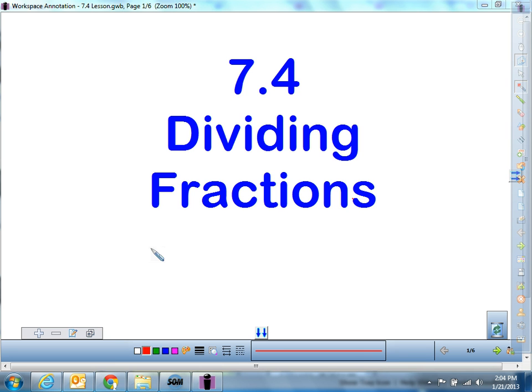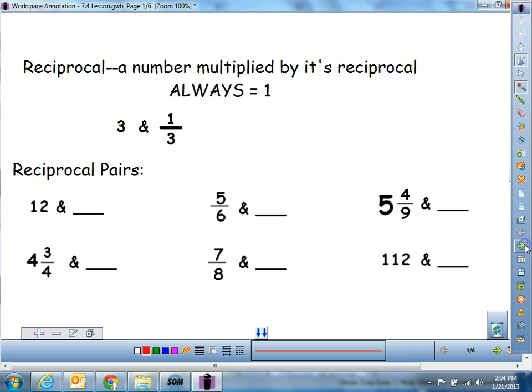But one of the very first things that we need to know is a new vocabulary term that we're going to be using a lot, called a reciprocal. I don't know if it's something that you've heard before or not, but we're going to go ahead and get started. A number that's multiplied by its reciprocal always equals 1. So for example, 3 and 1/3, when you multiply it together, when we go ahead and turn this into a fraction, we have 3 times 1 equals 3, 1 times 3 equals 3. 3 over 3 is the same thing as 1.